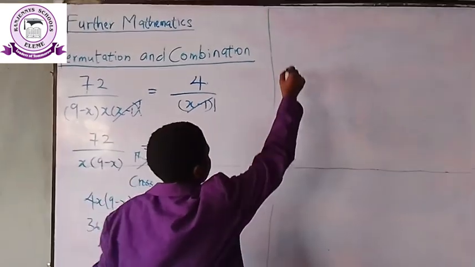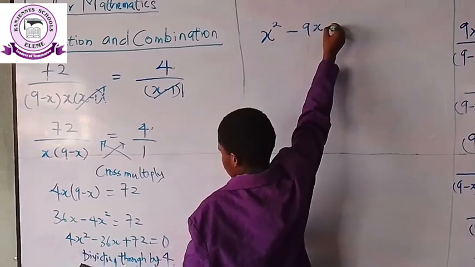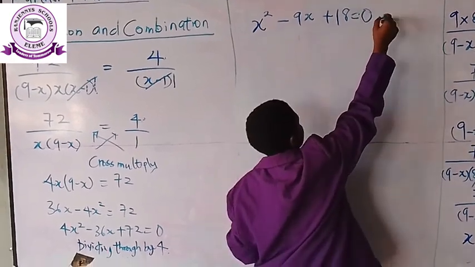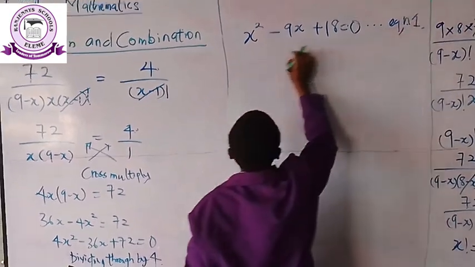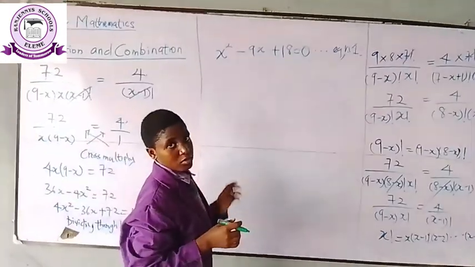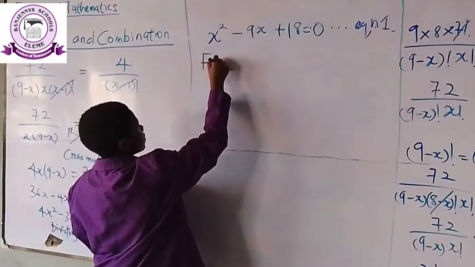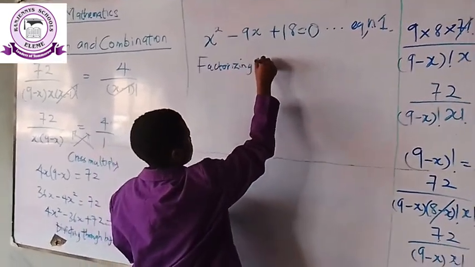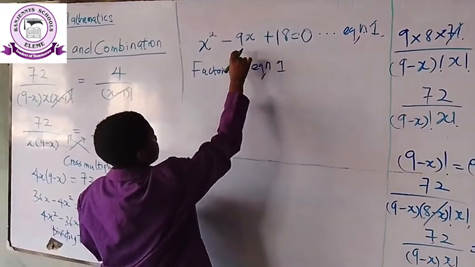I have x squared minus 9x plus 18 equals 0. I'm going to call this equation 1. Now, I'm going to solve this equation by the factorization method. Factorizing equation 1.